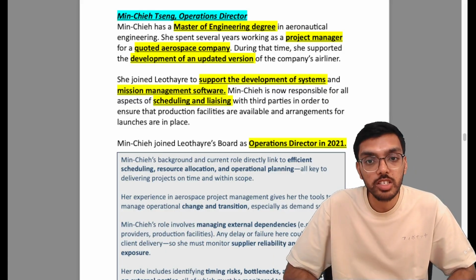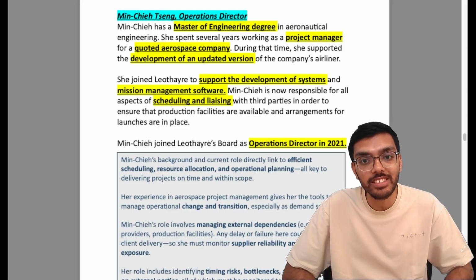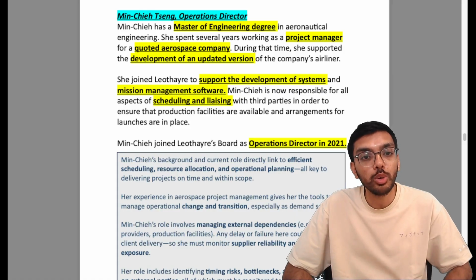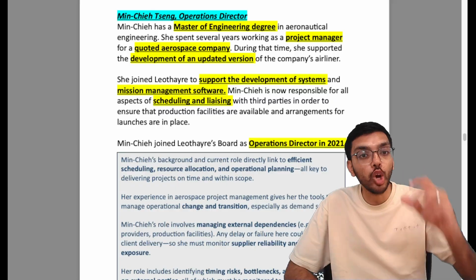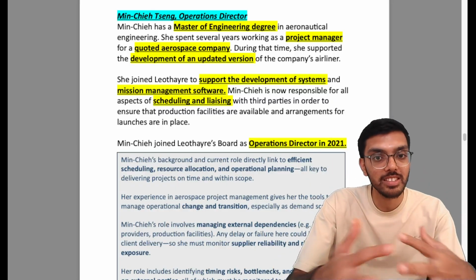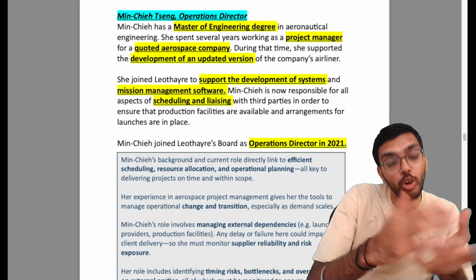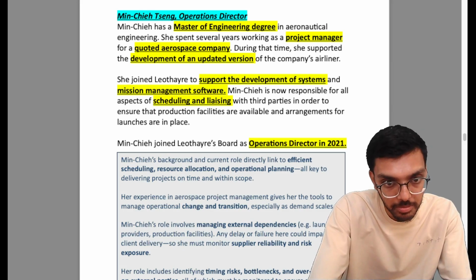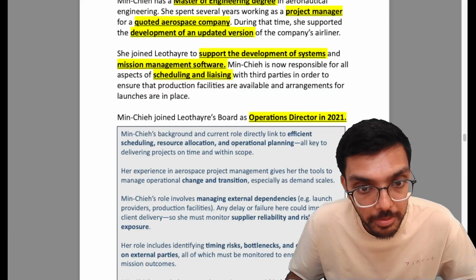Min Chie is now responsible for all aspects of scheduling and liaising with third parties in order to ensure that production facilities are available and arrangements for launches are in place. So production is good as well as launching is in place is the job of Min Chie. She is the project or rather operations director. She joined the board as operations director in 2021.